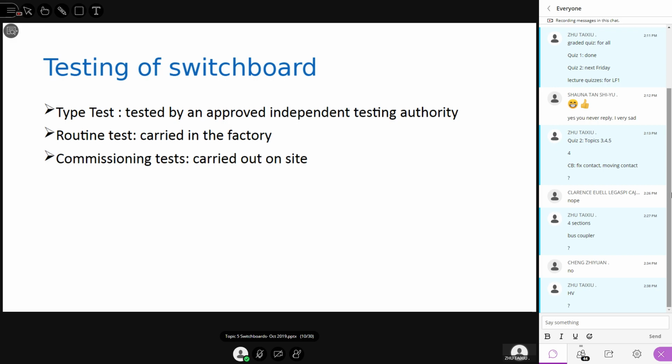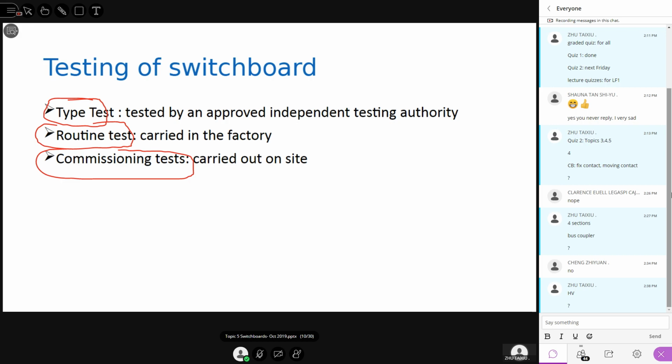So the first one is the type test. I circle this type test. Then the routine test. The final one is the commissioning test. That means that after the commissioning test, now the switchboard can be used to supply the customers already.